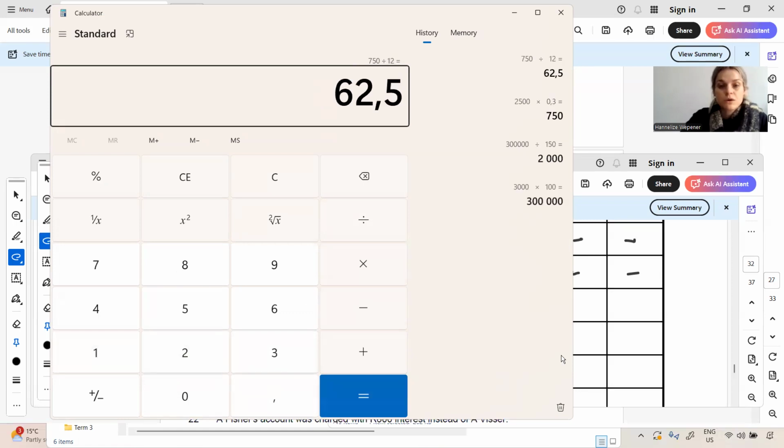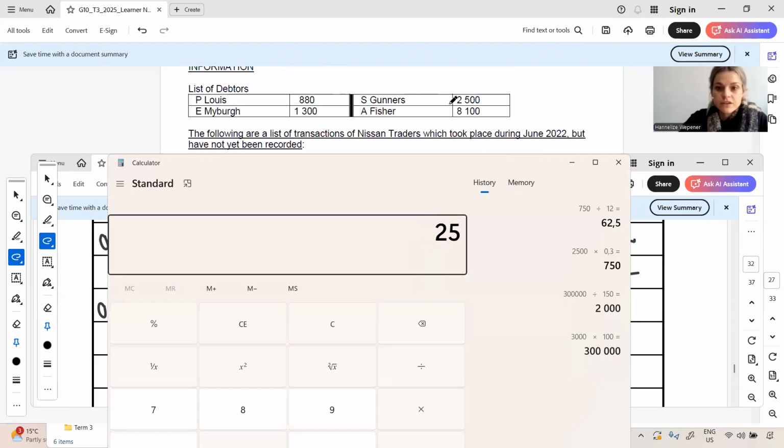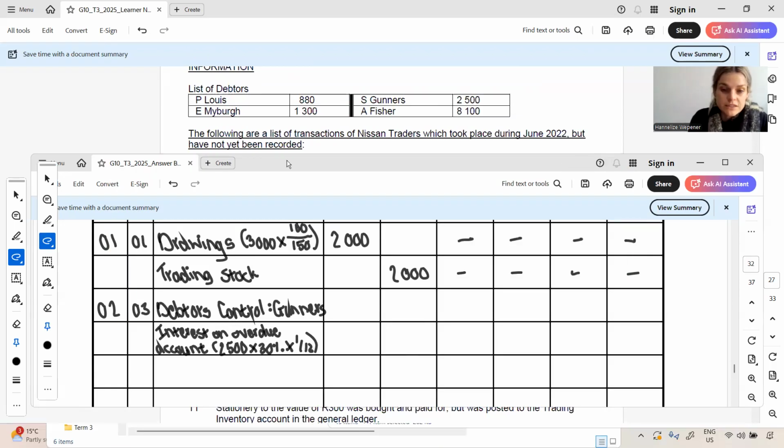So divided by 12. Okay, so I just want to double check. I do have the correct amount here. It is 2,500 times 30%, divided by 100, but only for 1 out of the 12 months. Okay, so I'm just going to round that up to 63.